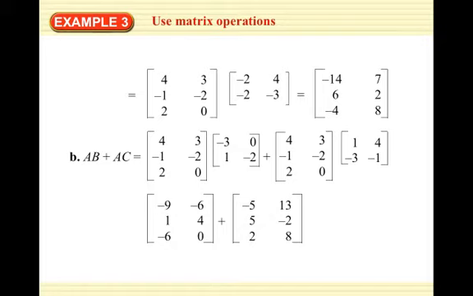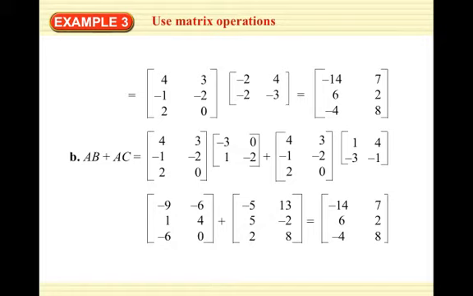So negative 9 plus negative 5 is negative 14. Negative 6 plus 13 is 7. 1 plus 5 is 6. 4 plus negative 2 is 2. Negative 6 plus 2 is negative 4, and 0 plus 8 is 8.